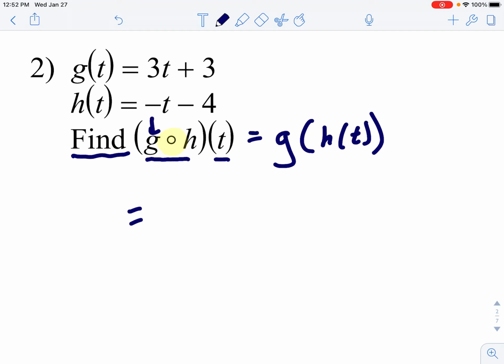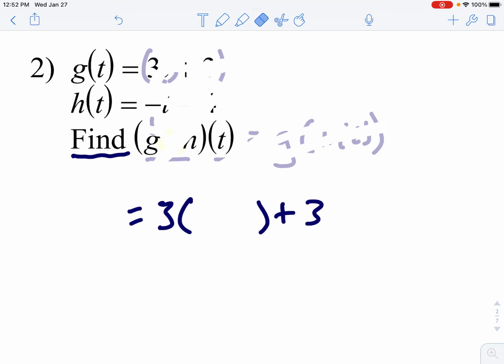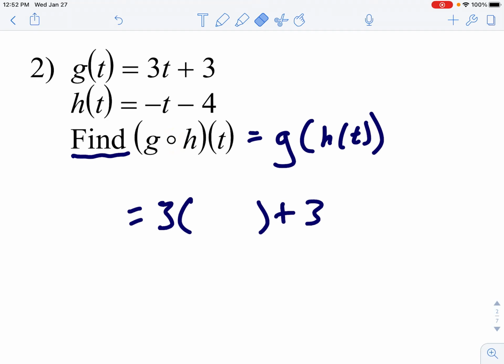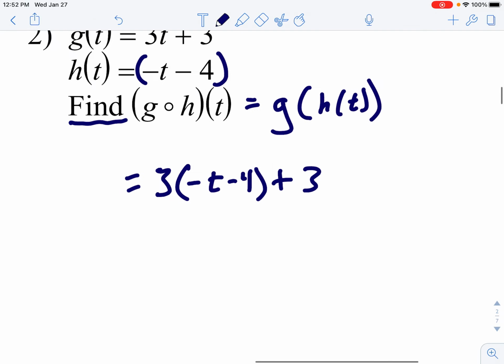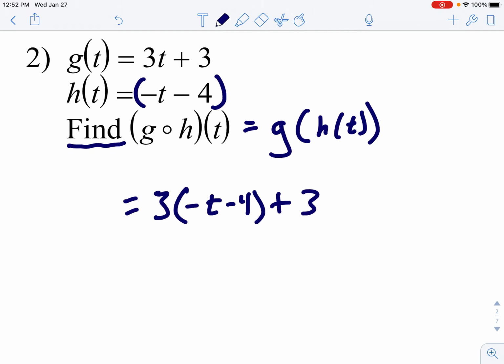Write down the first function first. 3t plus 3. But instead of 3t plus 3, I want you to write it down this way: 3 parentheses plus 3. So write the first function down first, but instead of the variable, just do parentheses. Inside of those parentheses, I want you to copy the second function, negative t minus 4. That's composition. Plug the second function into the first function.